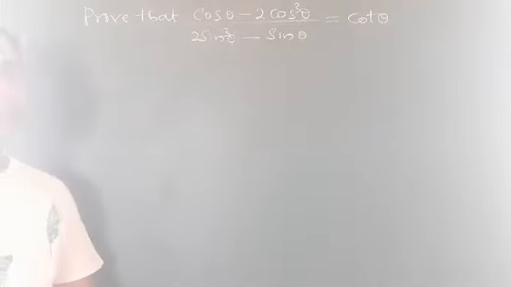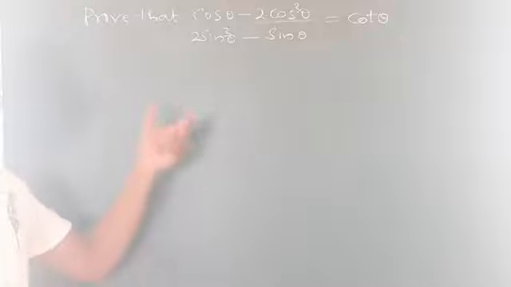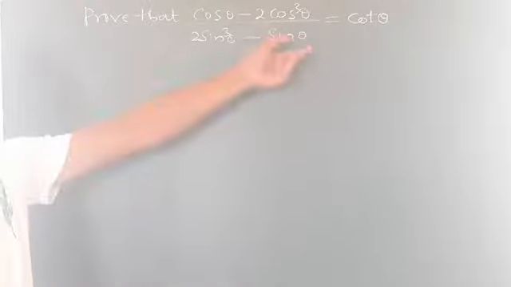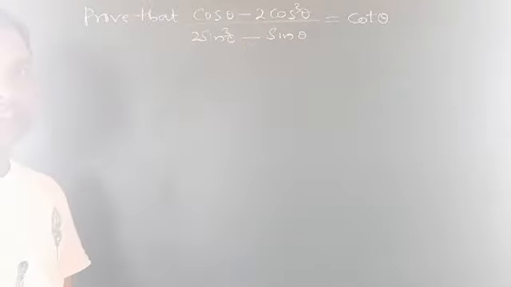Today I would like to discuss with you some more problems related to trigonometry. Here we have the first problem: prove that (cos theta minus 2 cos cube theta) by (2 sin cube theta minus sin theta) is equal to cot theta. We need to prove that this quantity is equal to cot theta.